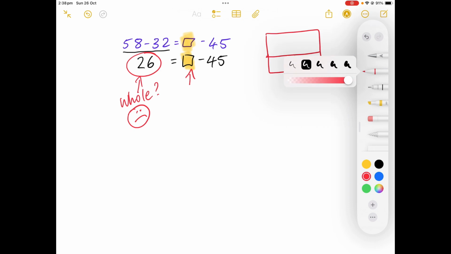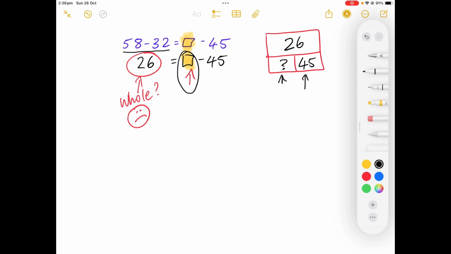This is an error. What they're doing is they're saying 26 is the whole, and then it's going to be 45, and I don't know down here. Does that make sense? Not really, because we are working with whole numbers here. We're not doing negative numbers or anything like that. So if you were thinking that this one was a part, then you're telling me that a number plus 45 is going to be 26. And that doesn't really work with us in year 4, okay? We're not working with negative numbers.